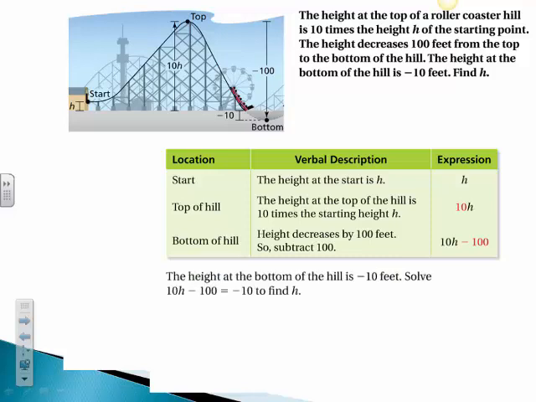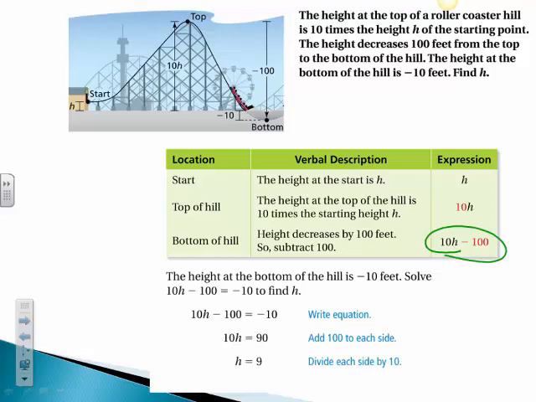So the height at the bottom of the hill is negative 10 feet. And we need to solve for h. So since we know that the bottom of the hill is negative 10 feet, we can just take the expression here and make it equal to negative 10. So once we have that, we can then just solve by doing the order of operations backwards. So you add 100 to both sides, so it's 90. Divide both sides by 10, so the height of the starting point is 9 feet.